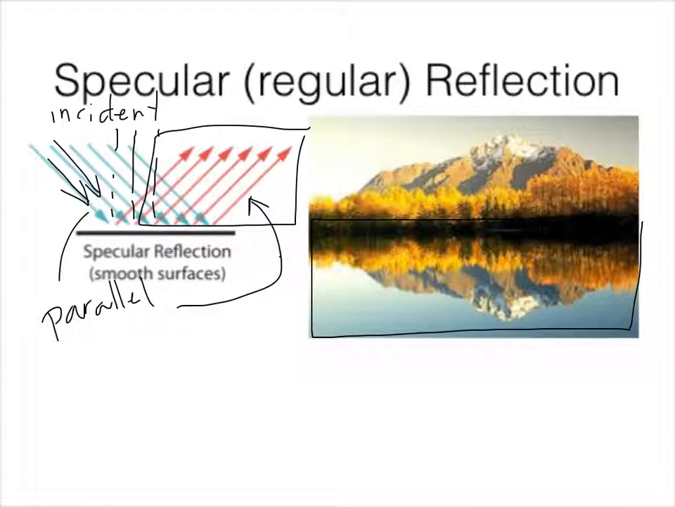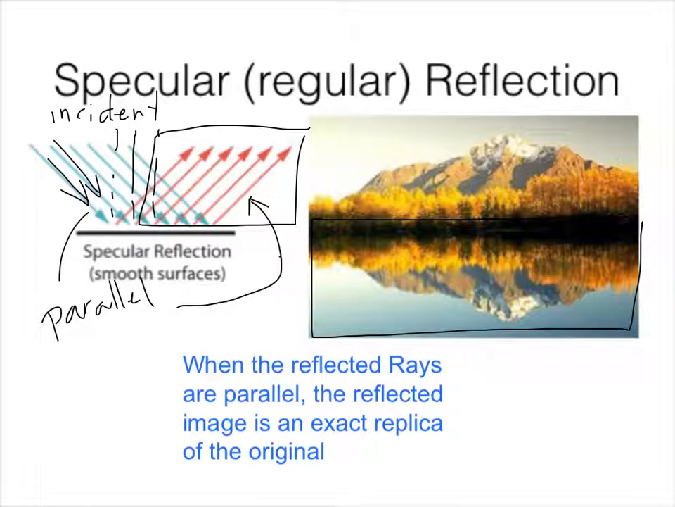And so if we look at this mountain peak that's reflected off of this watery surface, the reason that reflected image is nice and crisp and clear is because the reflected light waves that are entering your eyes are all parallel. They're all coming in the same way, and so they're all giving your brain the same kind of information. Now, when the reflected rays are parallel, the reflected image is an exact replica of the original.